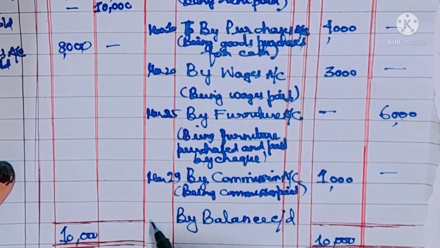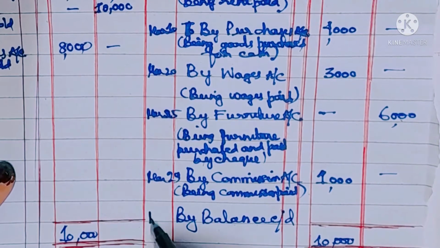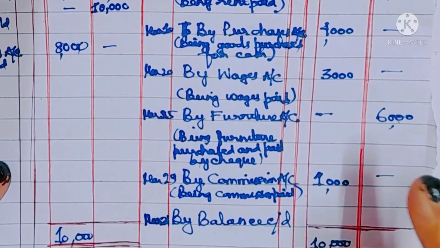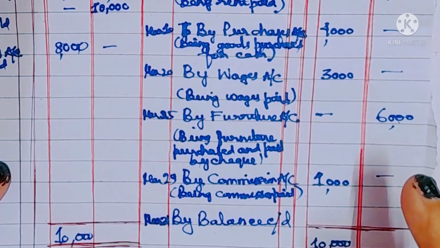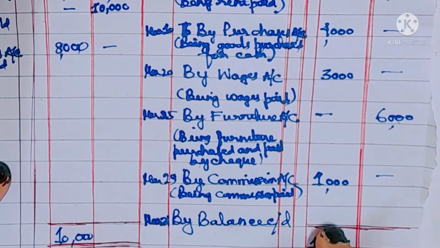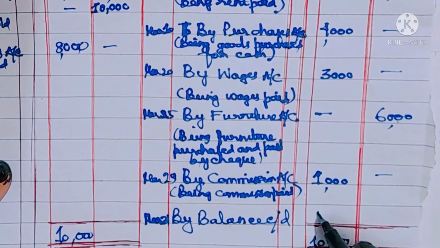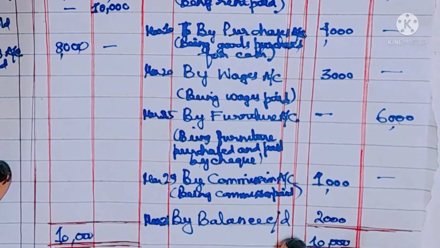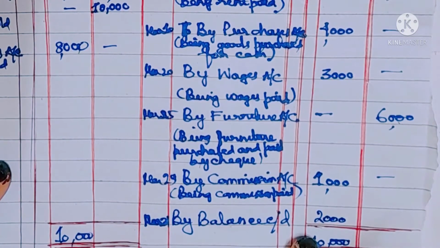Okay. So the date is the last day of the month, March 31st. What is the figure? The total of the cash column on the credit side is 8,000. The total of the cash column on the debit side is 10,000. So deduct 8,000 from 10,000, you'll get 2,000. So what is this 2,000? This 2,000 is the closing cash in hand.